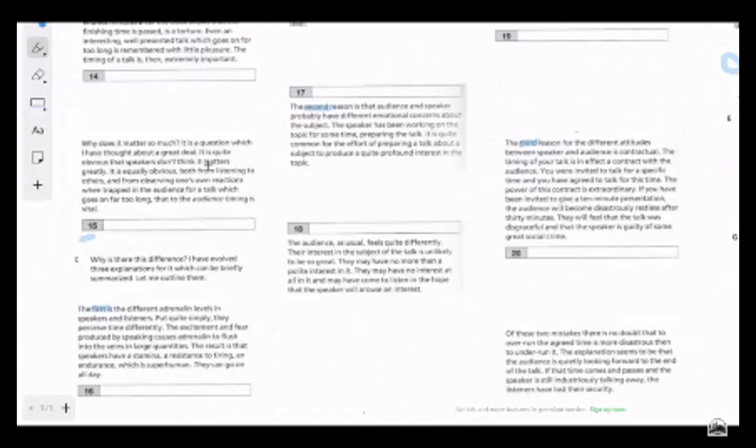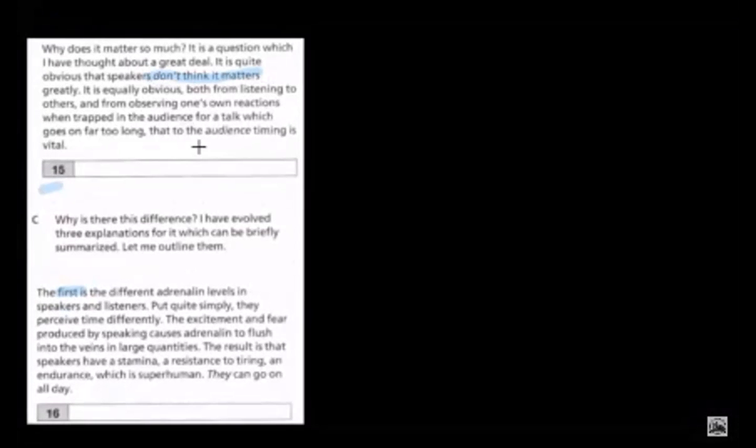So what is this all about? It's about timing. Speakers don't think it matters, but for the audience, timing is vital. Right, that's a difference. And we've got speakers versus the audience. Why is there this difference? And then we have the magic 3 explanations.